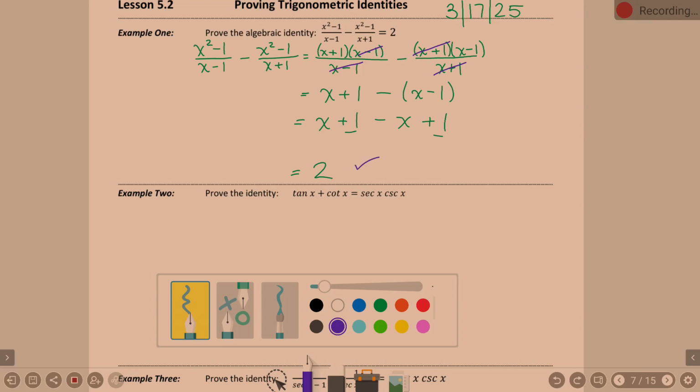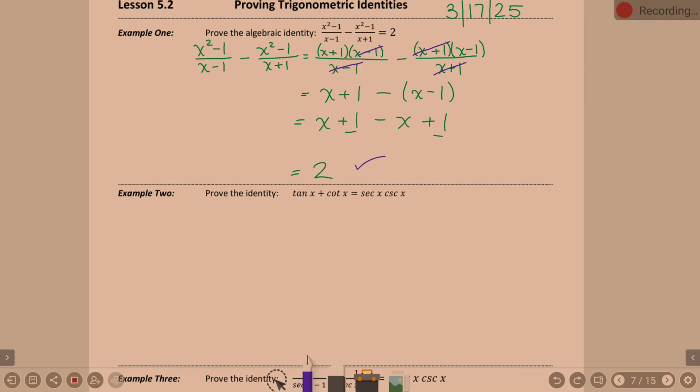Okay, guys. That's your proof. We got the answer they wanted us to get. Okay, we started with the left, the beginning. We did official math, we did algebra, and we got it to equal 2. So we proved this algebraic identity. Basically, we proved that the left equals the right.